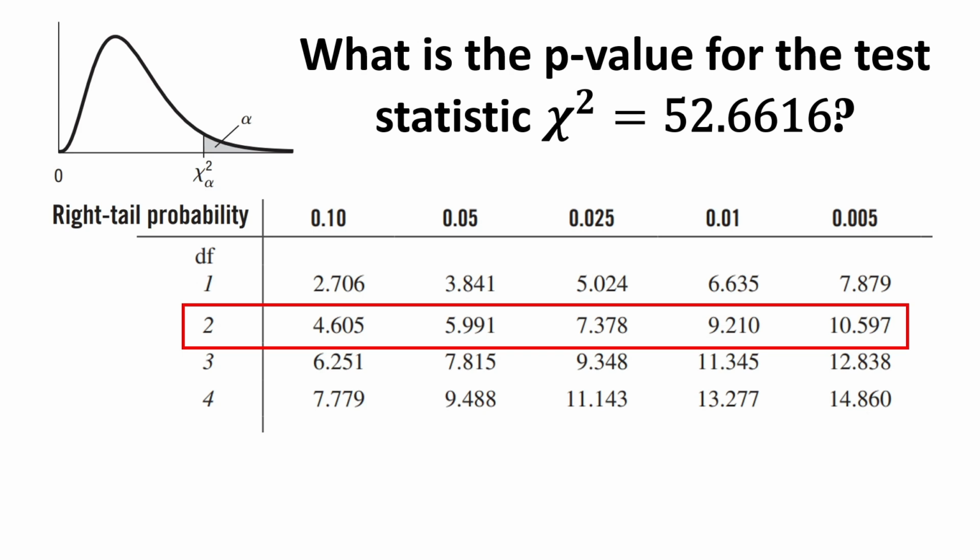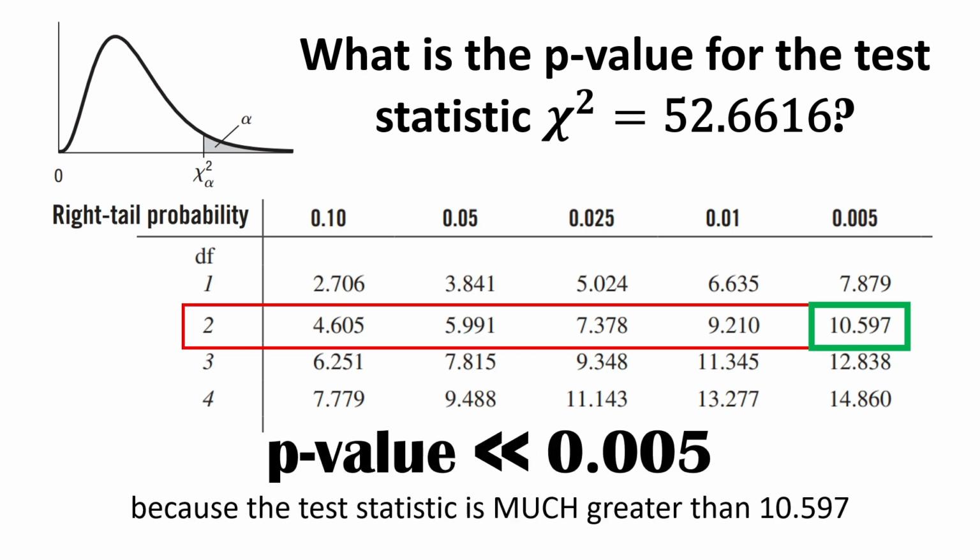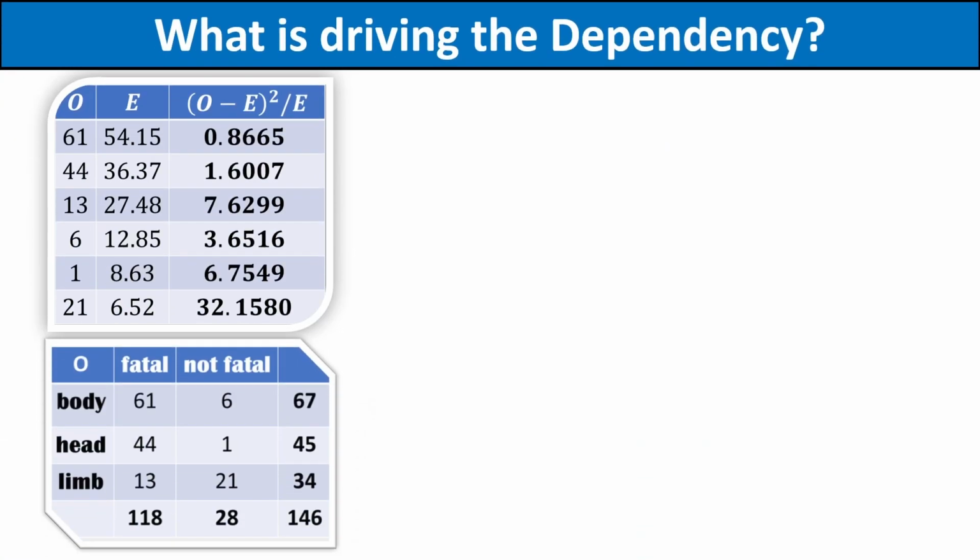The key here is to realize, first of all, that if our test statistic was 10.597, then the area in the upper tail would be 0.005. In other words, if 10.597 was our test statistic, the p-value of the test would be 0.005. But our test statistic is way off the chart, far, far to the right. And so the area in the upper tail, the corresponding p-value, is going to be much less than 0.005. In fact, it's essentially going to be 0. And so we can say the evidence against the null hypothesis is very strong.